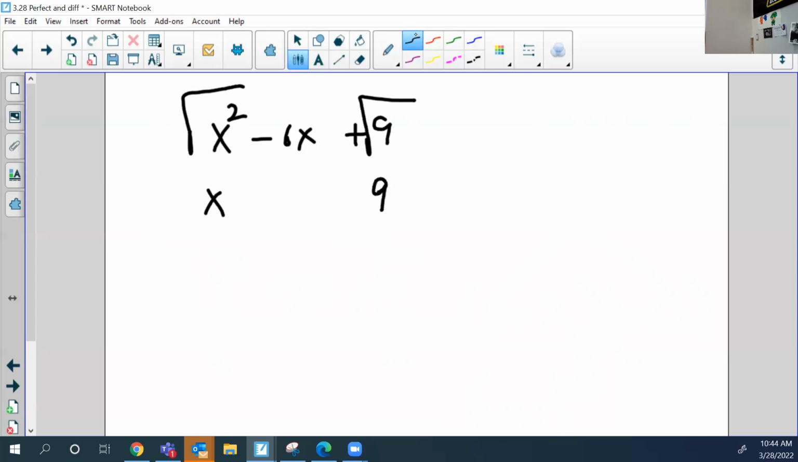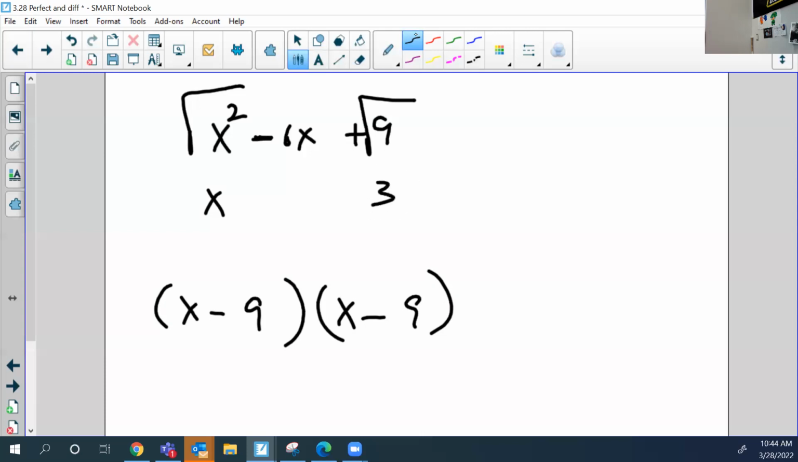I'm going to write my parentheses now. I'm going to have x and 9, x and 9. But now, because this is a minus sign, they're both going to have a minus sign. Now, let's do our check. I'm sorry, this should be 3. Square root of 9 is 3. Oops. Sorry about that, guys.